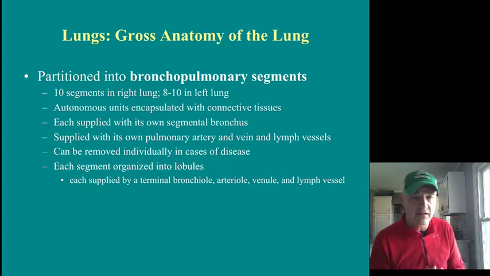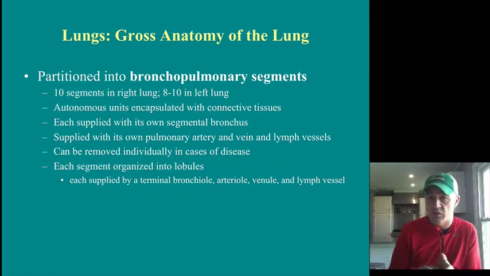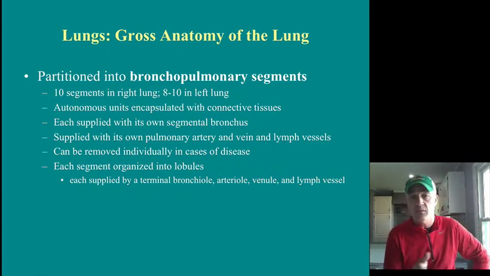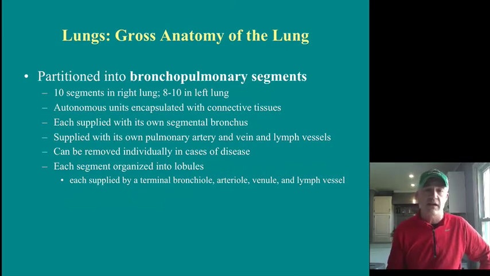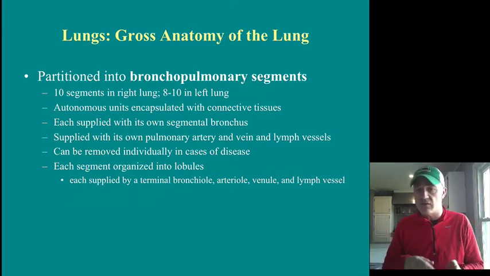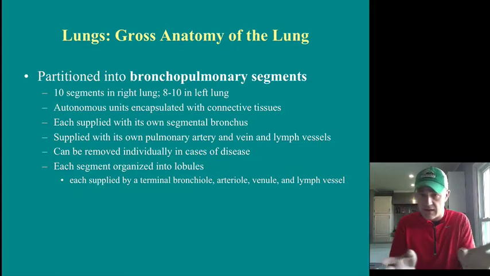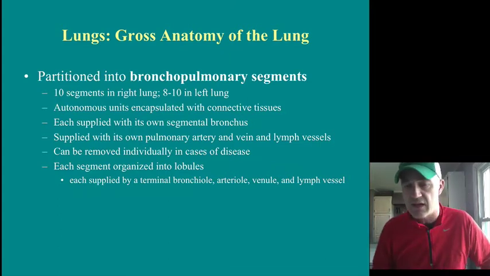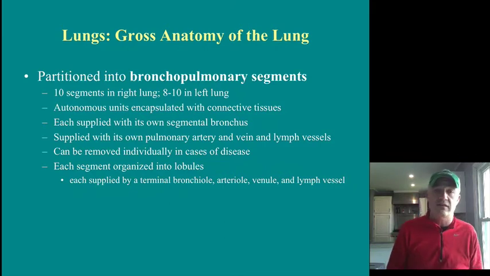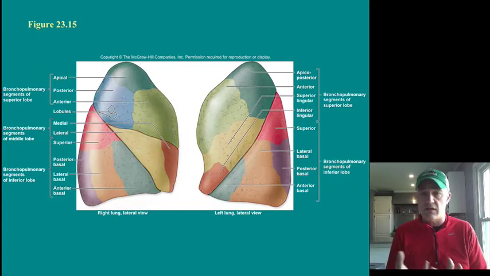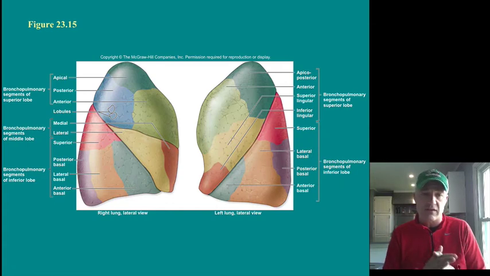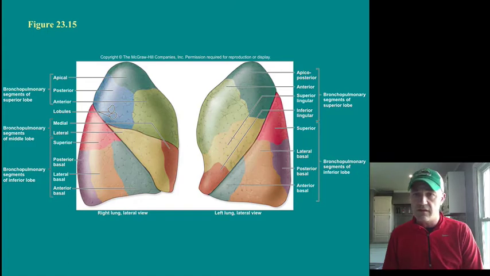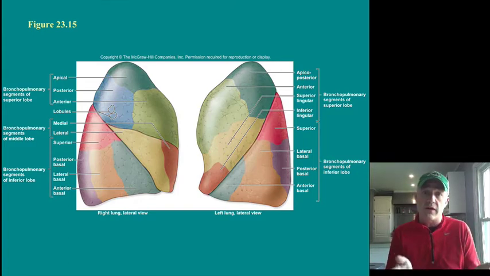So by having these here, each one is able to be removed individually if there was a disease in there, based on what that segmental bronchus is supplying. Each one of these is then going to subdivide into terminal bronchioles, along with arteries and veins and lymphatic vessels going to each of these segments. You can see that in the picture right here. These are the different segments, each supplied by its own segmental bronchus. You can see how they name all these. I'm not worried that everybody knows the naming of all of the different regions here.